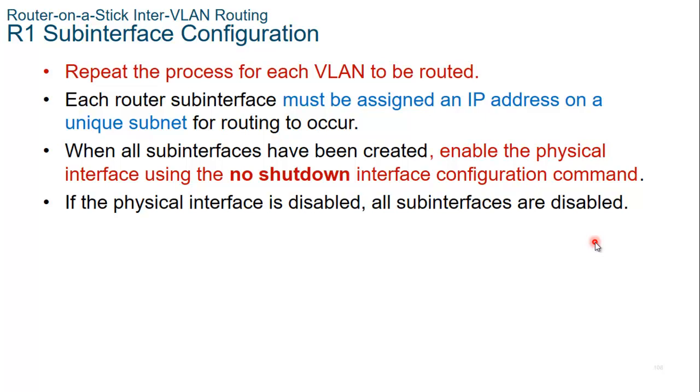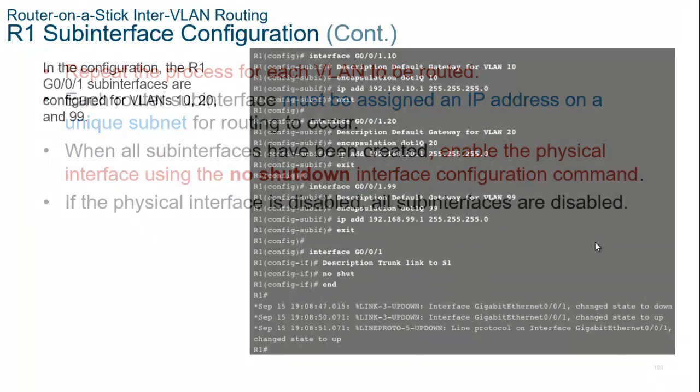Each router subinterface must be assigned an IP address on a unique subnet for routing to occur. When all subinterfaces have been created, enable the physical interface using the no shutdown command to make sure that the interface is active. There's no use having all of these subinterfaces when the main interface is down. If the physical interface is disabled, all the subinterfaces are disabled as well.